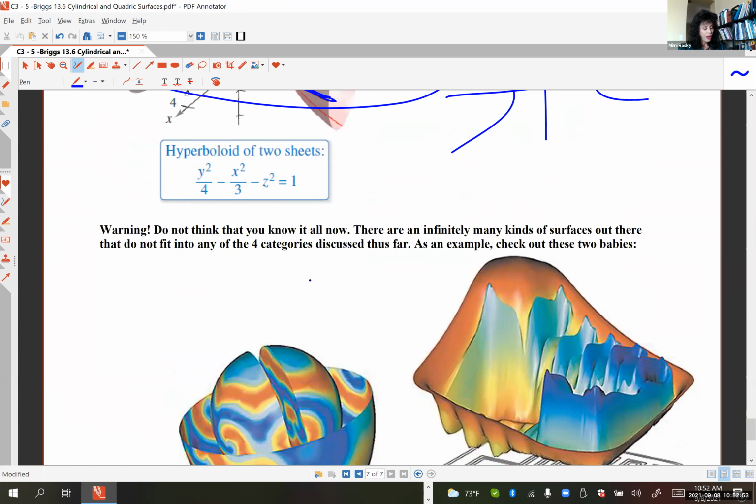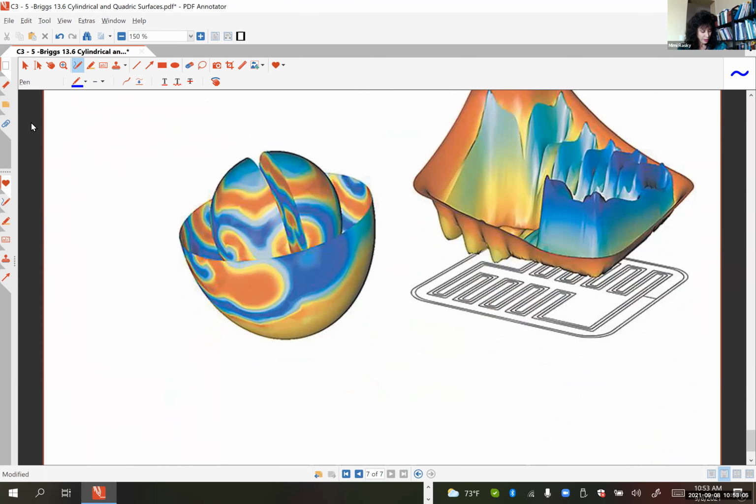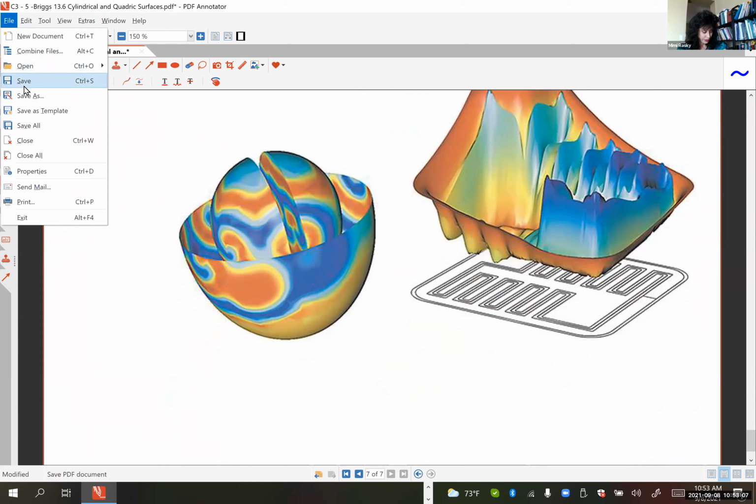Okay, so I'm done with this section, and here's a little warning. You don't know every single surface in the universe because there's infinitely many kinds of surfaces out there, all sorts. Here's some pictures of some really bizarre looking ones for you, just for fun.